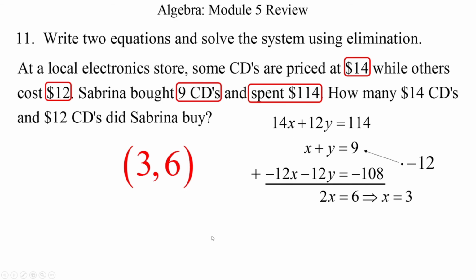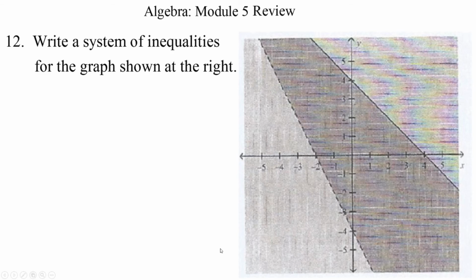Oh, that's awesome. All right, last problem on the review right here. Write a system of inequalities for the graph shown at the right. Now, notice something here. They are trying to show you this darker region right here. This is your double shaded region. All right, so this would be my feasible region between a dashed boundary line and a solid boundary line.